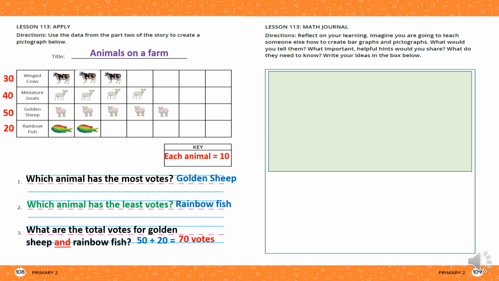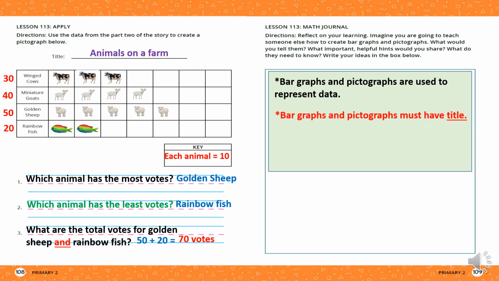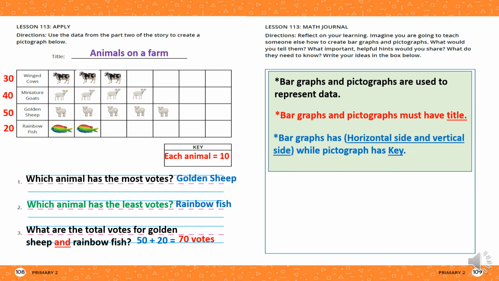Now the math journal part, reflect on your learning. Imagine you are going to teach someone else how to create bar graphs and pictographs. What would you tell them? What is important? Okay, bar graphs and pictographs are used to represent data. We use graphs to represent data. Bar graphs and pictographs must have a title. Bar graphs have two sides, horizontal side and vertical side, while pictographs have a key.